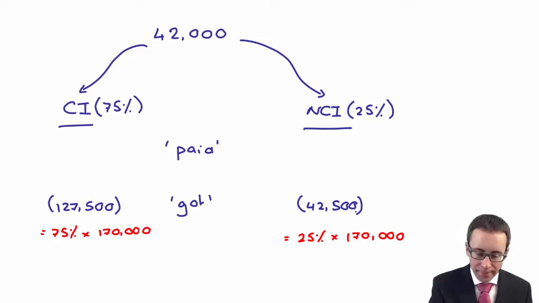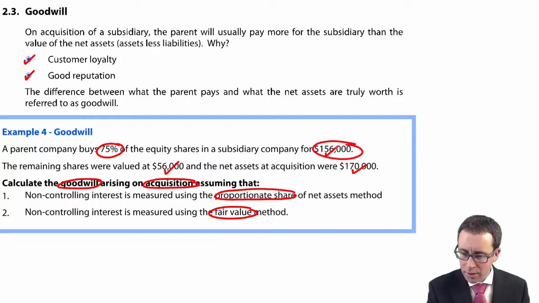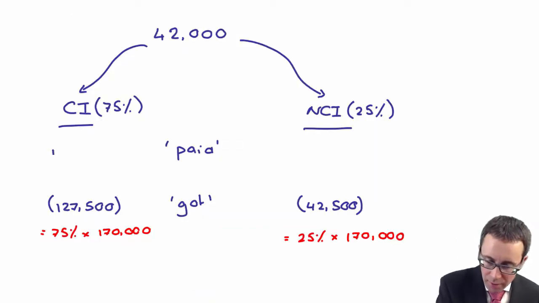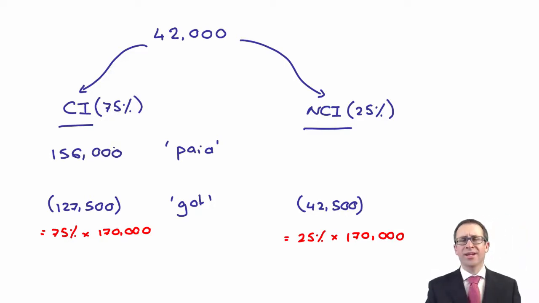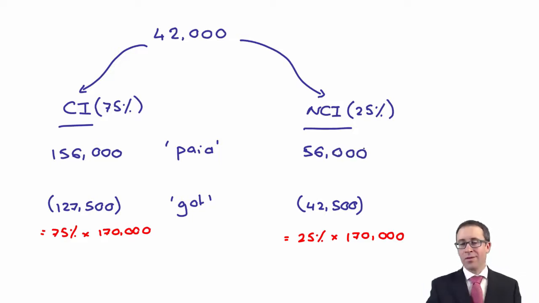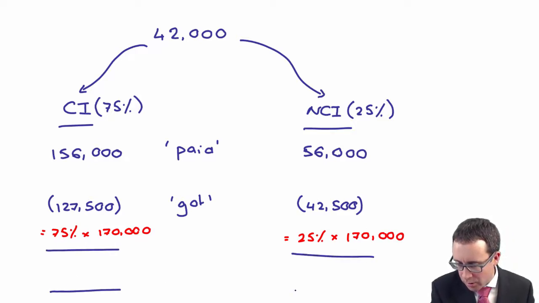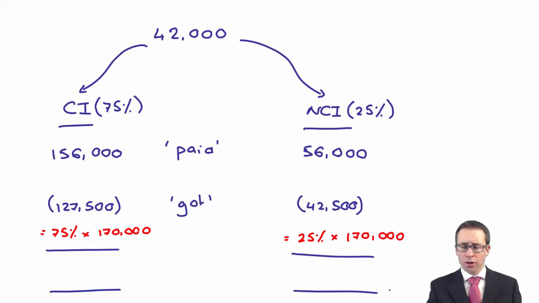Okay. In terms of what we paid, I think we went through and paid as the parent, didn't we? Was it the 156,000? So the parent paid 156,000. The non-controlling interest hasn't physically paid anything because they already own their 25% of shares, but the amount that it's worth is 56,000, isn't it? Okay. So where are we headed next? Well, what we're going to show is the goodwill. The goodwill that belongs to the parent, the goodwill that belongs to the non-controlling interest.